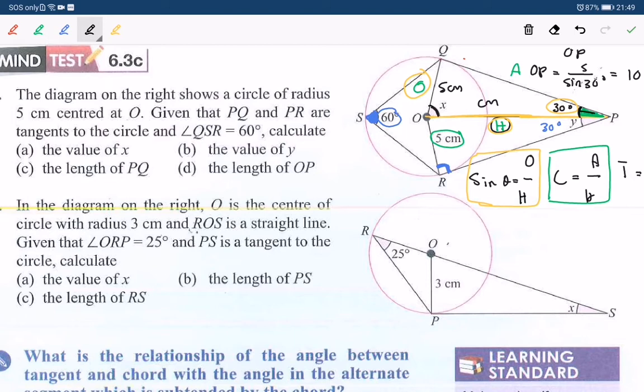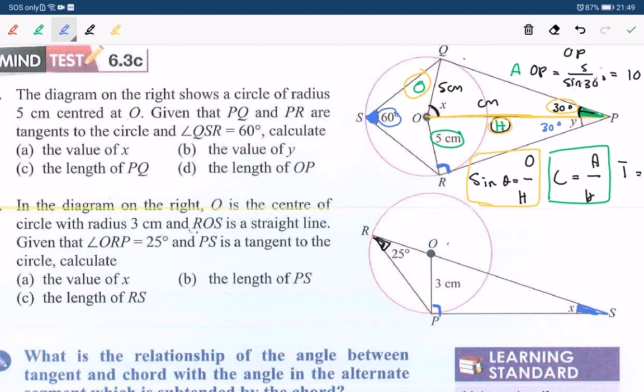Where is ORP? Oh, ORP is here. This angle is 25 degrees and PS is a tangent to a circle. Whenever you see a tangent to a circle, what you need to do is put a radius like this. Remember, this one is tangent to a circle and the angle is 90 degrees. The question asks you to find the value of x. Where is the x? X is here.